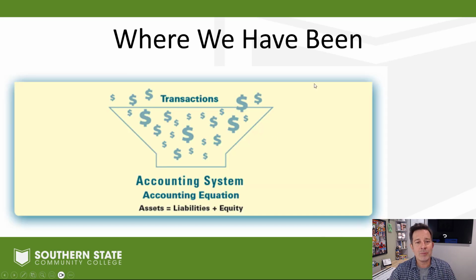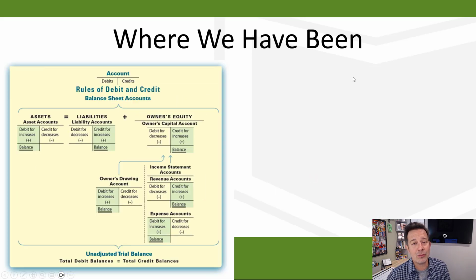As I mentioned, to kind of summarize where we've been, we started off talking about the accounting equation. Assets equals liabilities plus equity. And we talked about how transactions fit into that accounting equation and how they impact it. And that was way back in week number 1. And we've talked about the rules of debit and credit. We introduced the idea of T accounts and double entry accounting. We practiced journalizing transactions, posting them to accounts, and then we ended up with the unadjusted trial balance.